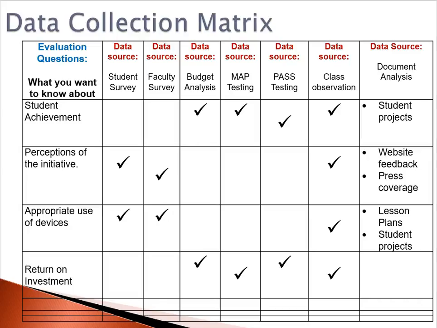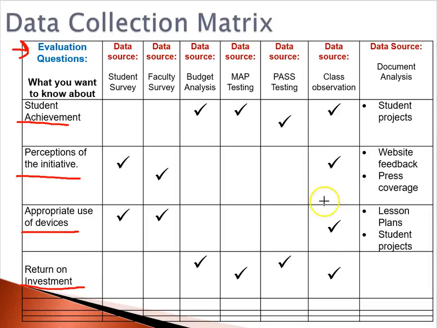Our evaluation questions exist on this side right here. So what do you want to know about? Well, we want to know about student achievement. We want to know about what people think about the initiative. We want to know if our devices are being used appropriately, and we want to know if it's been worth our money. There may be some other things that you want to know about as well, but it's probably a good idea to keep your evaluation questions, or things you want to know about, down to a list of 4, 5, or 6 types of things, just to make it manageable.